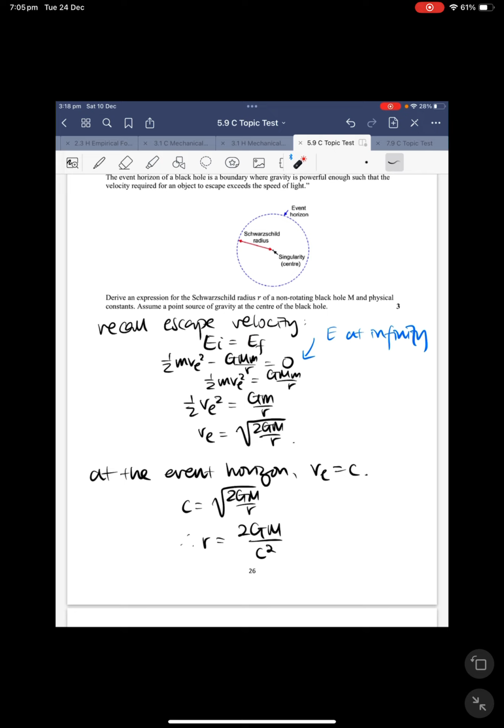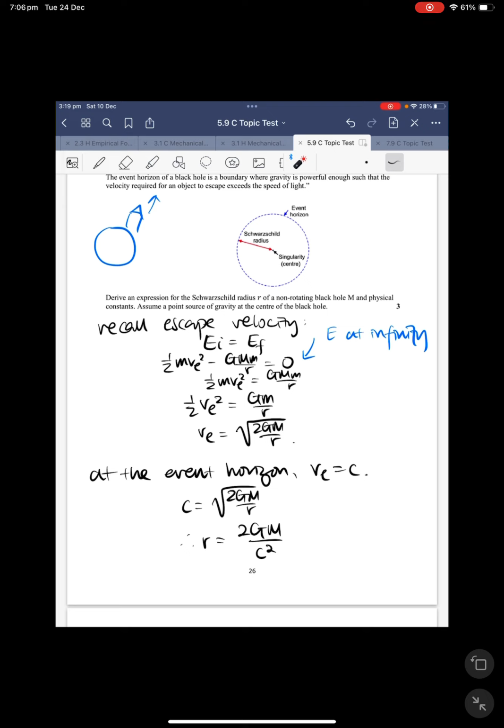Now, if you consider an object trying to escape the pull of a black hole, or in a simpler case, a rocket trying to leave the surface of a planet, it's going to start off with some initial kinetic energy given by this half mv squared term here, and it's also going to have some initial gravitational potential energy equal to minus GMm on r.